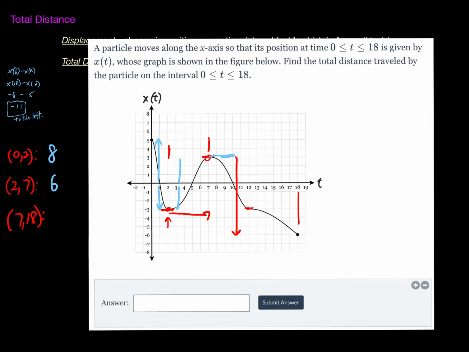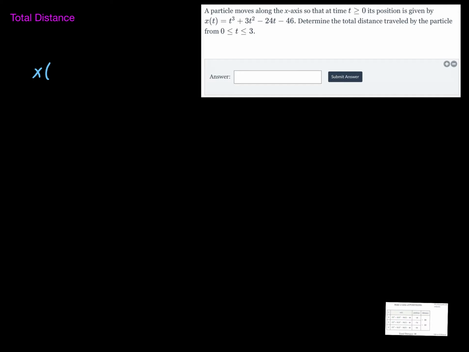And then we're at position 3 here, but then we walk all the way down to position -6. So what is that? Well, that's 3 units this way, and then another 6 units that way. That's 9. You add that up, and we have ourselves a total distance of 23 units, going from time 0 to 18. Let's see how to go about one when we're not given a graph.